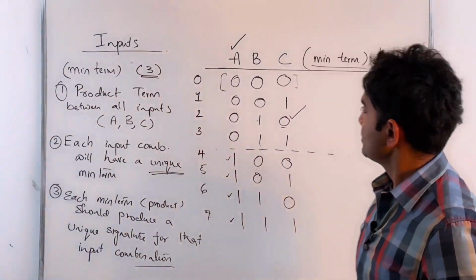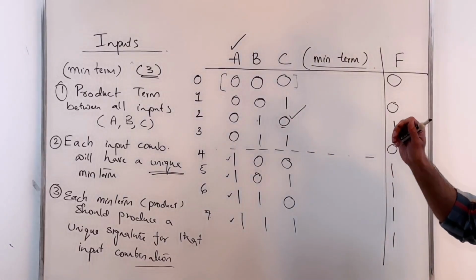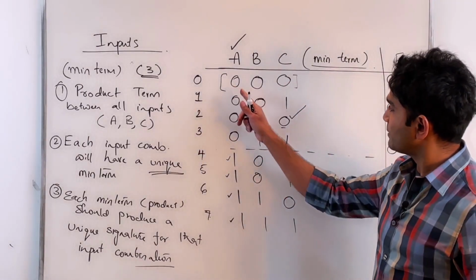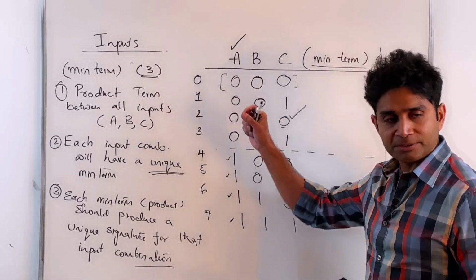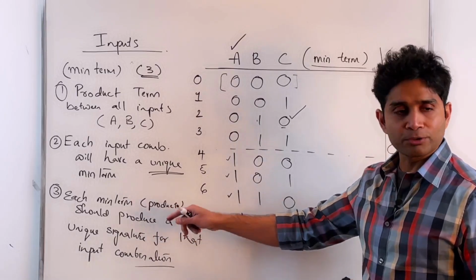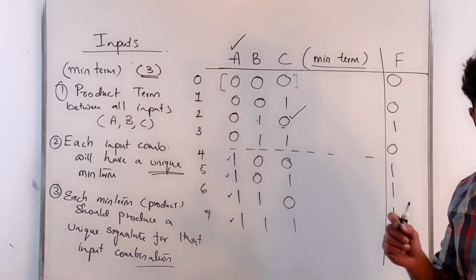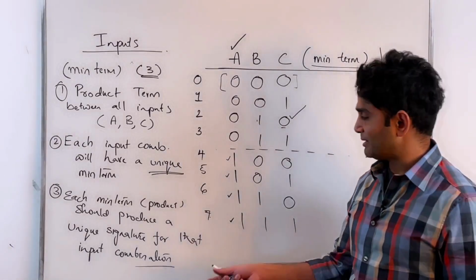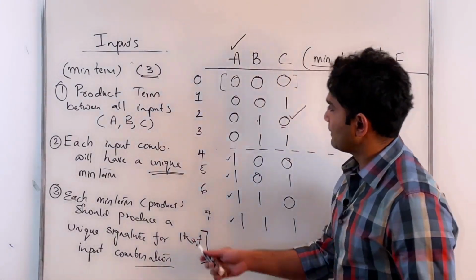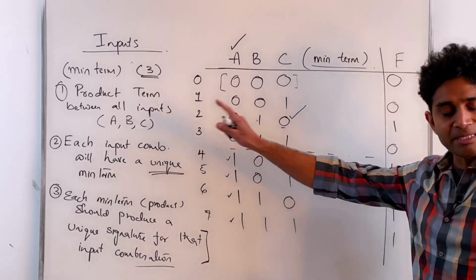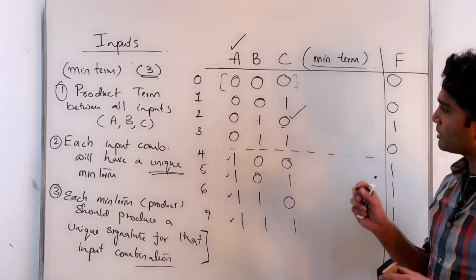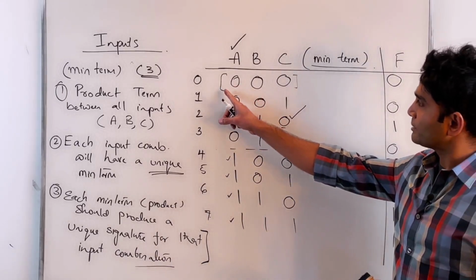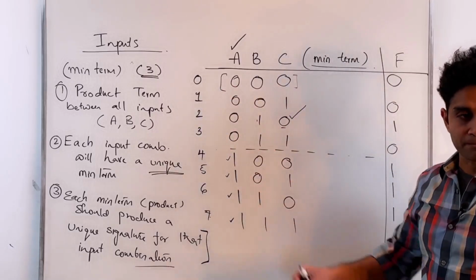It should be a product term. Each input combination will have its own unique minterm associated with it, and each minterm should produce a unique signature. What I mean is that if I input any other input combination to that minterm, that unique signature should not happen. That unique signature should happen only for the minterm associated with that product term.